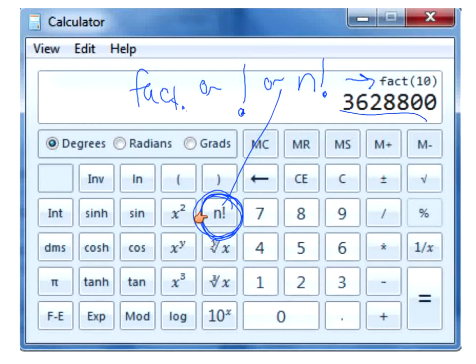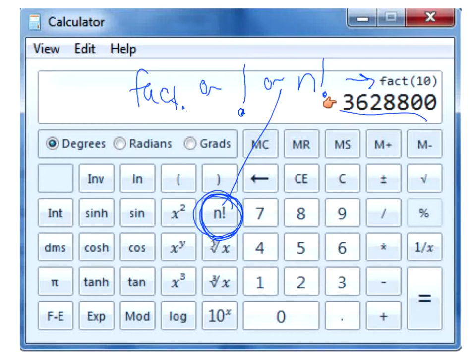Just an exclamation point. So try 10 exclamation point and see what you get. Or sometimes you have to do the exclamation point first and then do the 10. You should get 3,628,800.